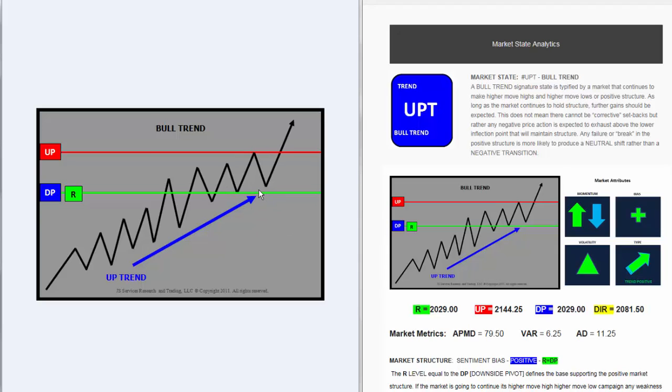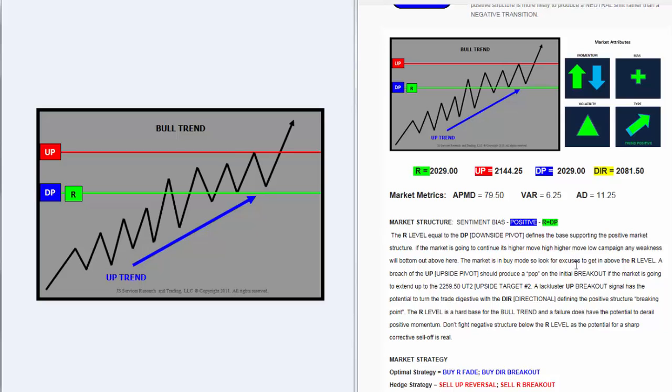When the market holds structure, it's easier to predict because we can anticipate the market's going to perform like a bull trend. And if it breaks structure, we're transitioning into a new market state. We're not sure what that state is. So we're always monitoring price action within the market structure.